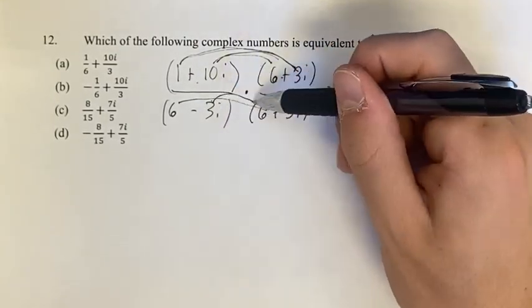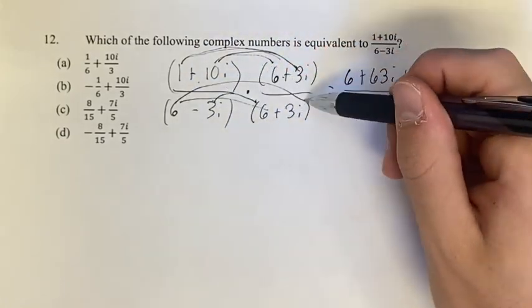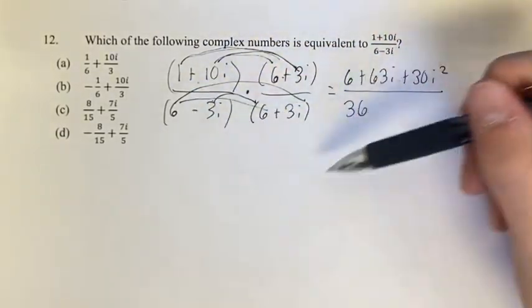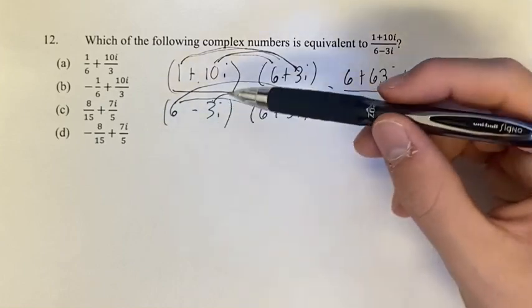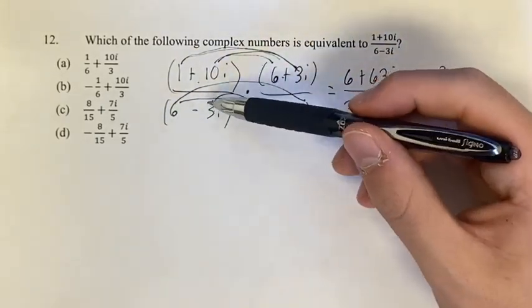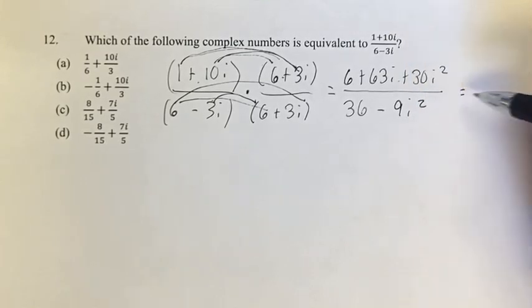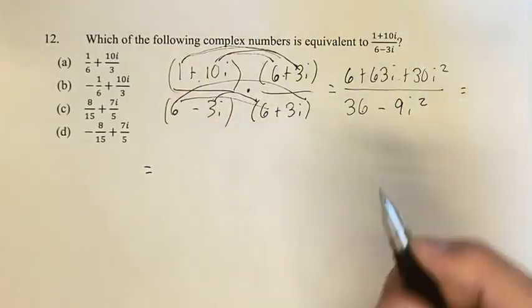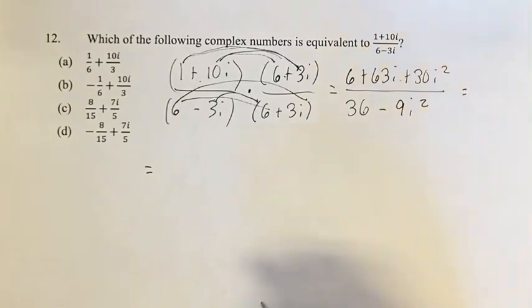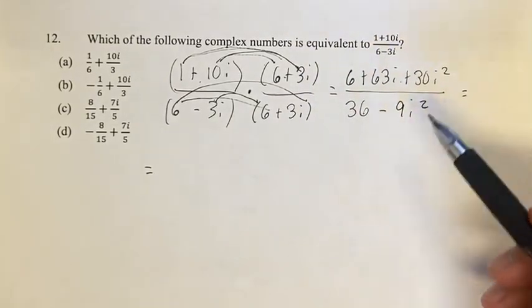Negative 3 times 6 is minus 18i. But now we have plus 18i. So this is plus 0i. So this is why we did this, because all the i terms cancel out. We have negative 3 times 3 is minus 9i squared. So this still has an i in the denominator, but it's not a singular i, it's i squared.